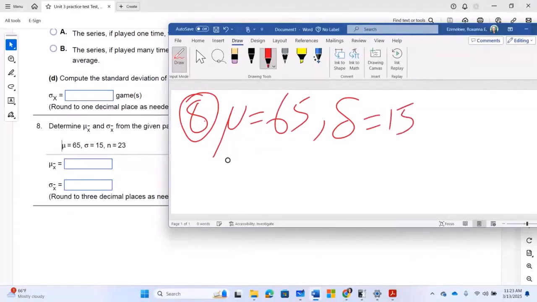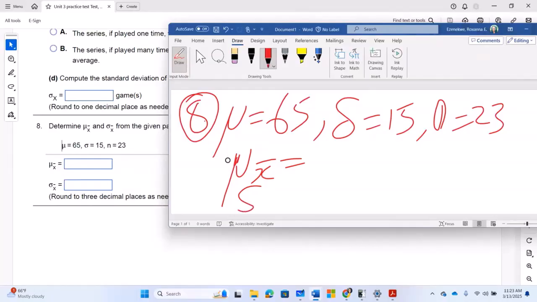The standard deviation is 15, and the sample size is 23, and we are told to find mu x bar, and we are also told to find the standard error. The mu x bar is the mean of the central limit theorem. According to the definition, the mean of the central limit theorem is equal to the mean of the original data. That's all we need to answer.